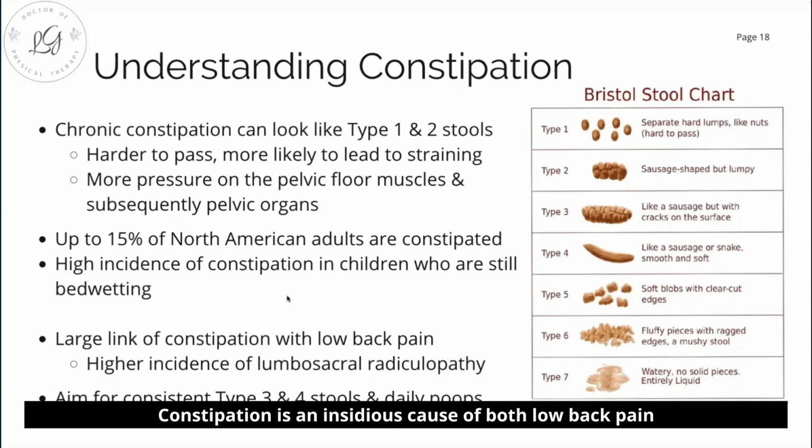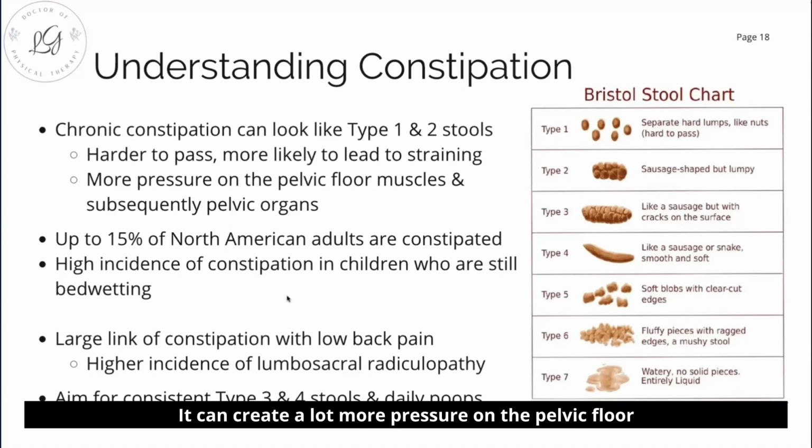Constipation is an insidious cause of both low back pain and pelvic pain, as well as leaking, incontinence. So chronic constipation, somebody can actually be pooping every day and still technically be considered constipated. So if you look at this Bristol stool chart, you can see that there's sort of a range. So that type 1 and 2 is usually the much harder to pass, more dry, difficult pebbles that are really hard to evacuate. So people with these types of really hard stools are more likely to have to strain to get the stool out. It can also lead to more pressure if this is chronic, which for a lot of people it is, even starting in childhood.